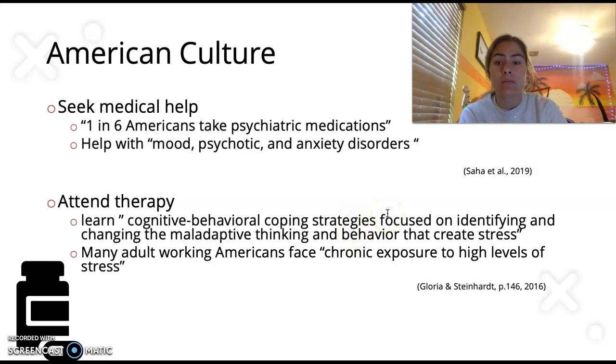According to Saha et al., 1 in 6 Americans take psychiatric medications and seek medical help with mood, psychotic, and anxiety disorders. And according to Gloria and Steinhardt, adult Americans who work a lot tend to deal with chronic exposure to high levels of stress, which causes them to rely on medicine and therapy for help. They also attend therapy where they learn cognitive behavioral coping strategies focused on identifying and changing the maladaptive thinking and behavior that create stress. So instead of relying on religion, most Americans tend to rely on medicine.